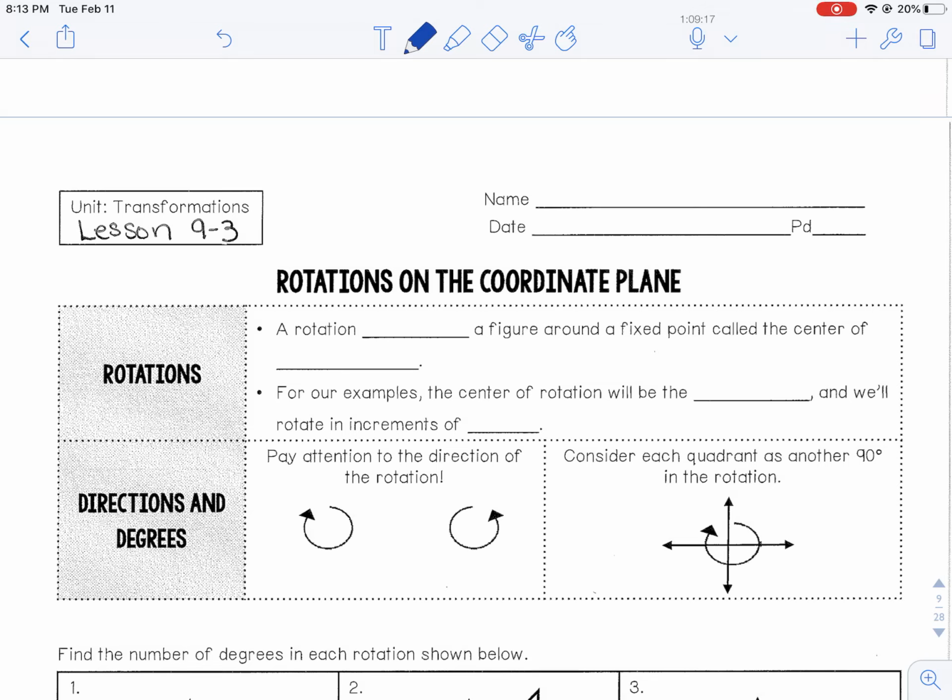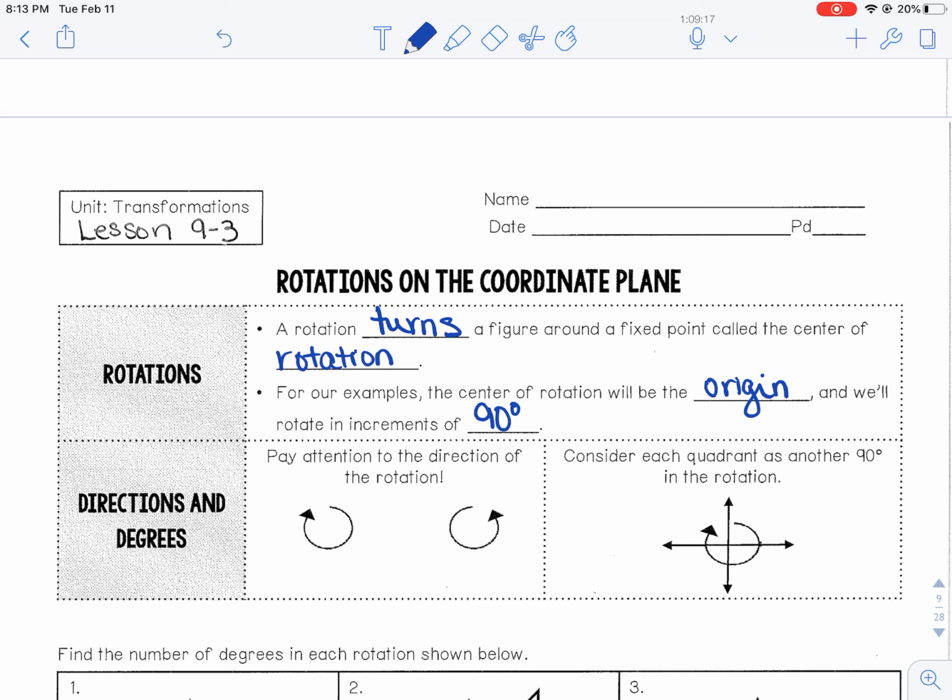Good afternoon, everyone. We are looking at 9-3, rotations on the coordinate plane. A rotation turns a figure around a fixed point called the center of rotation. For our examples, the center of rotation is always going to be at the origin. And we'll rotate in increments of 90 degrees.